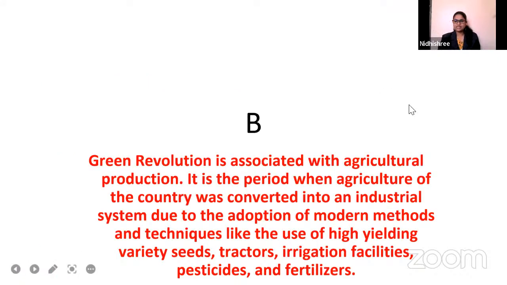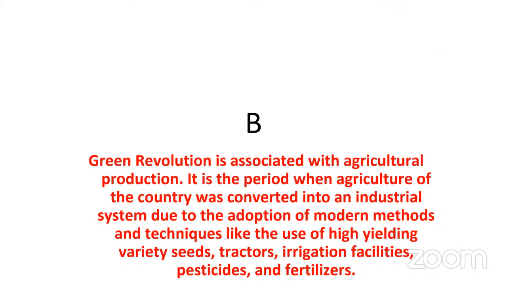Let us read out the slide. Deepti, can you read out the slide, please? Green revolution is associated with agriculture production. It is the period when agriculture of the country was converted into an industrial system due to the adoption of modern methods and techniques like the use of high-yielding variety seeds, tractors, irrigation facilities, pesticides, and fertilizers. Okay, it is the period where agriculture was converted into an industrial system.